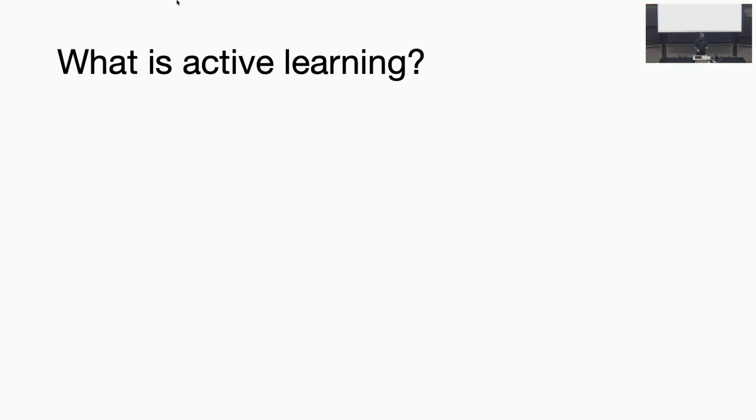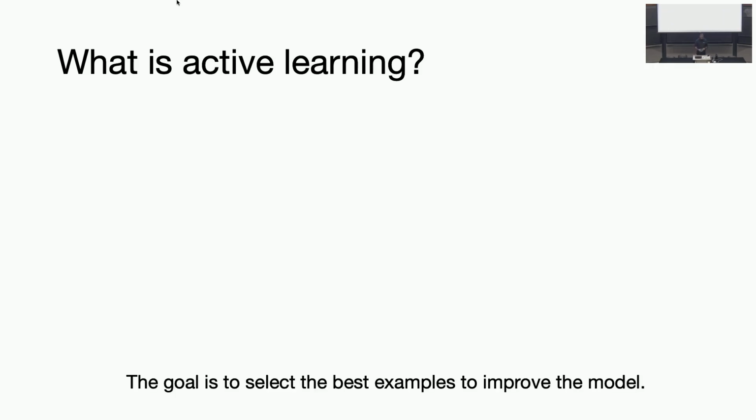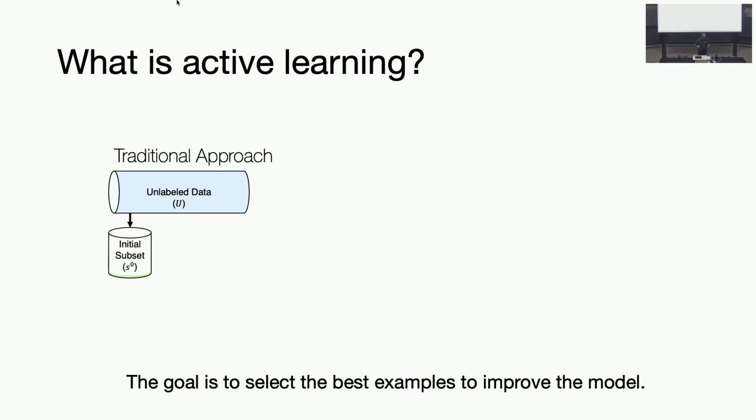So what is active learning? The goal of active learning is to find the best examples to label in order to improve model performance. This is done through an iterative process where we start off with a large amount of unlabeled data, which can be provided to us by any process in the world. Then we take a small subset of that, maybe it's given to us, maybe we do a random sampling or some other approach.